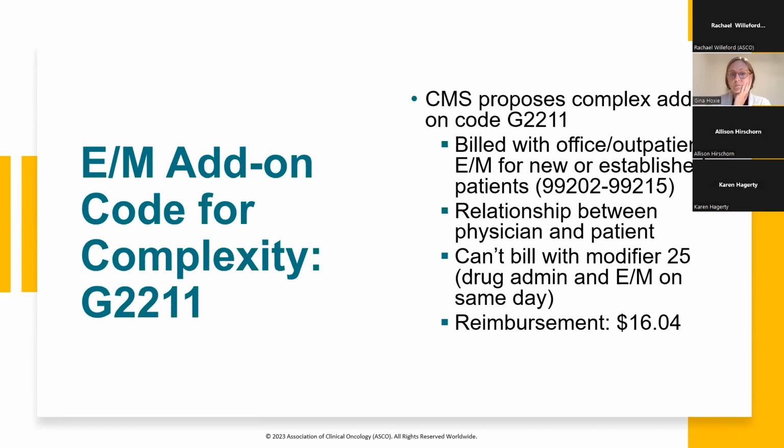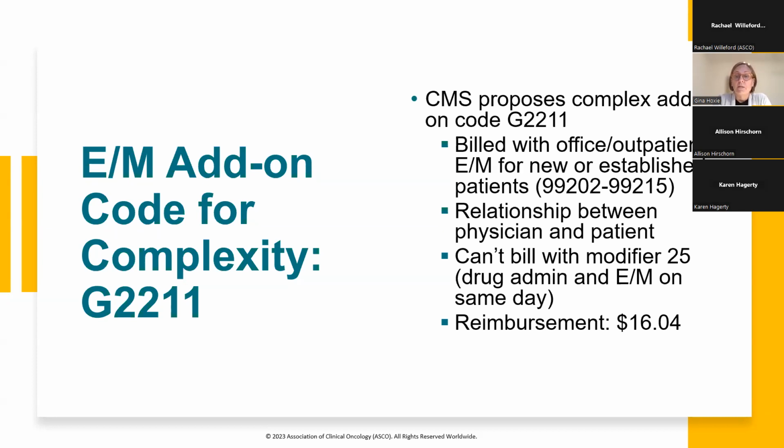Okay, so let's talk about evaluation and management. We'll go back to that G2211 code for complexity. So this is a code that CMS has finalized. It is only billable by Medicare. Private payers will not accept this code. This is a Medicare only code. And it's for primary care or ongoing medical care related to a single serious or complex condition for a new or established patient.